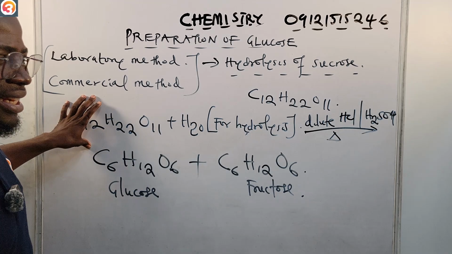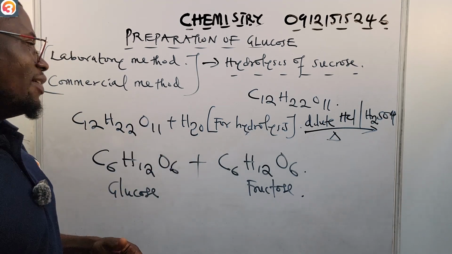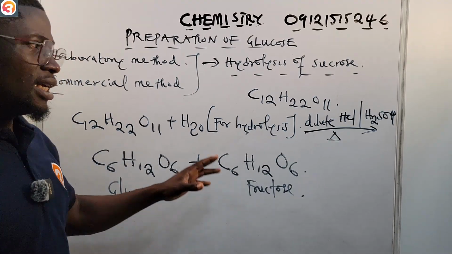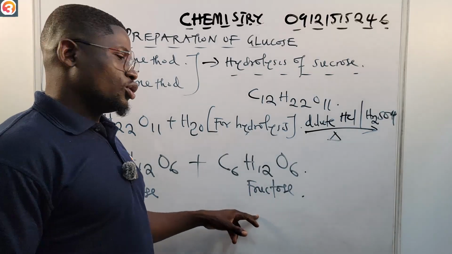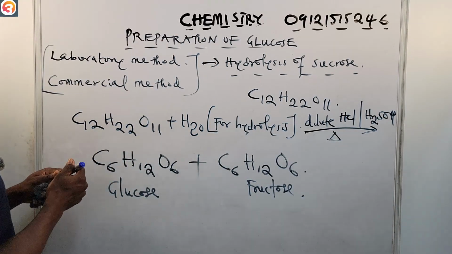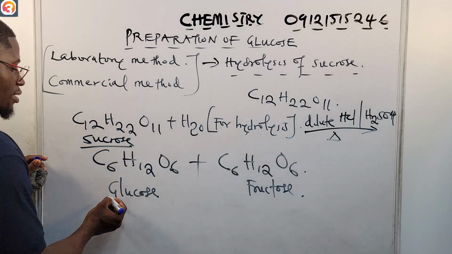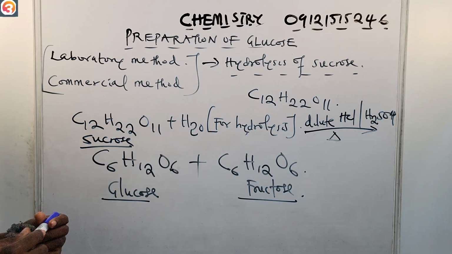Once we break down a disaccharide like sucrose, what we have is two monosaccharides, glucose and fructose, because sucrose is a combination of both glucose and fructose. So once you add glucose and fructose together, what we have is sucrose. So this is our sucrose, and this one is our glucose, and this is our fructose. Very, very easy, right?